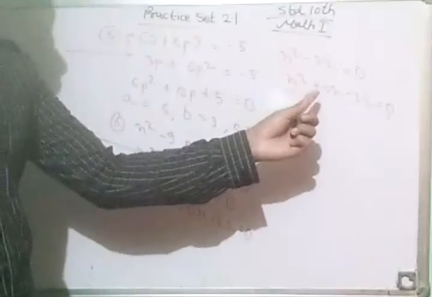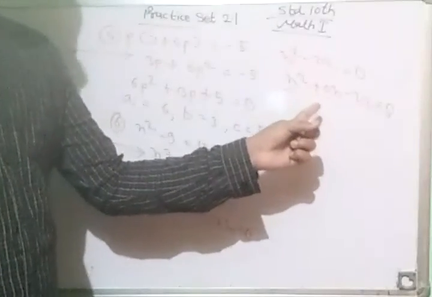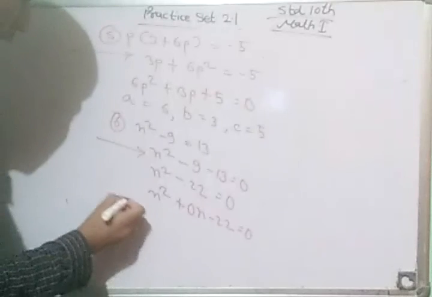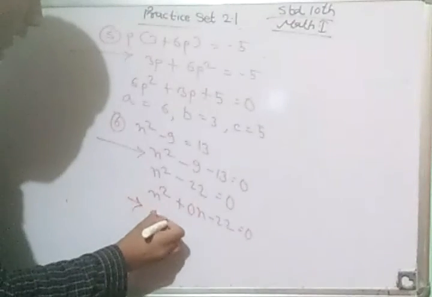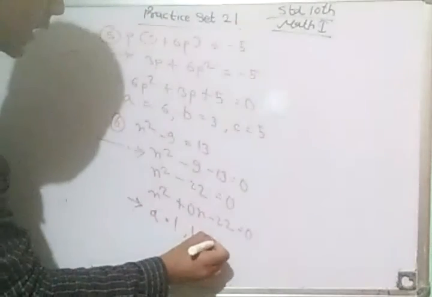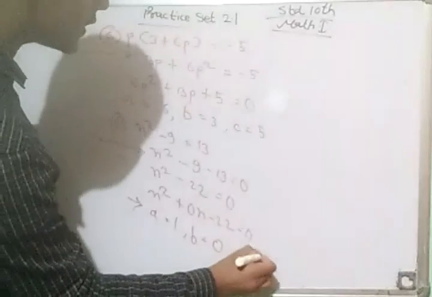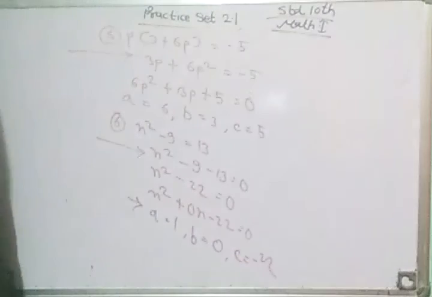Why? Because 0x is not given, but the 0x is exactly included in this equation, so it is a quadratic equation. And therefore the value of a is equal to 1, value of b is equal to 0, value of c is equal to minus 22.